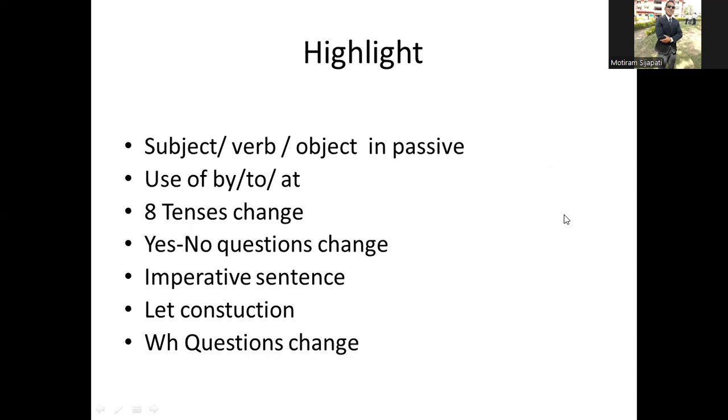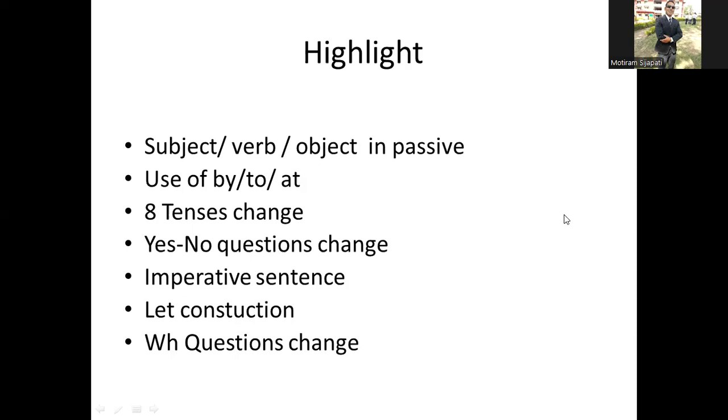So you will have the takeaways about subject, verb, object in passive voice and their position, use of by, to, and at, and their situational usage. Tenses: where and in which conditions we should change the tense and what are their structures, and the process of yes-no question change, imperative sentence changing process, let construction, and WH questions. These all will be analyzed very nicely in today's video.